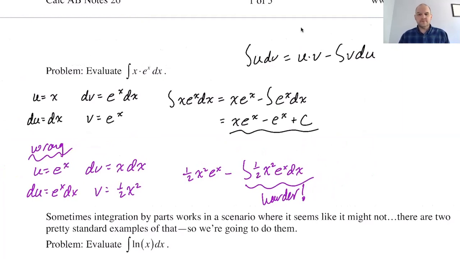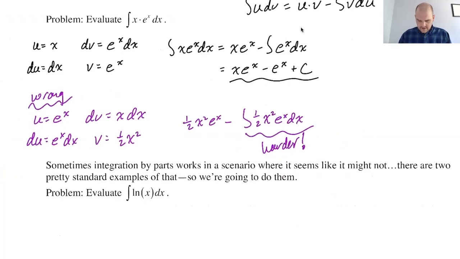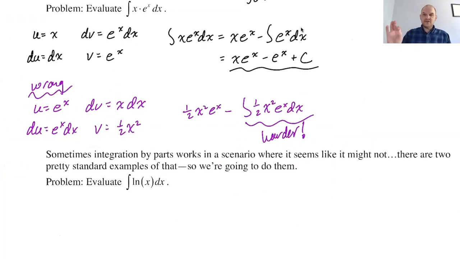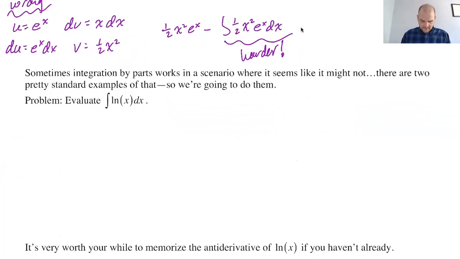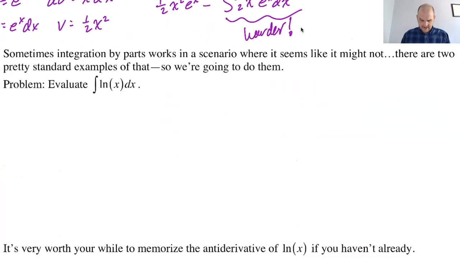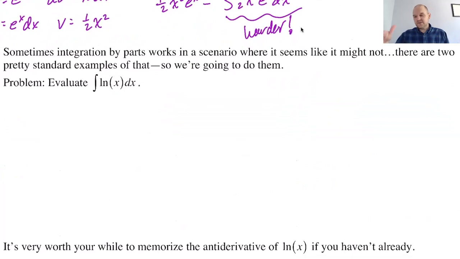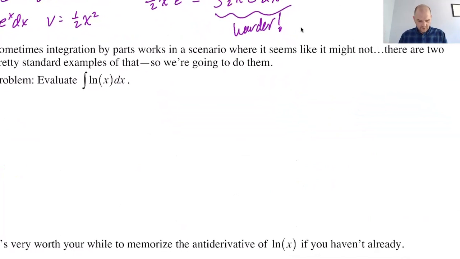Okay, so just use common sense, right? So you pick u so that the derivatives get easier, preferably. But the real key is dv. You have to be able to do it. So let's look at this. That's it. Those were our examples of the basics of integration by parts. Let's look at something a little more complicated.